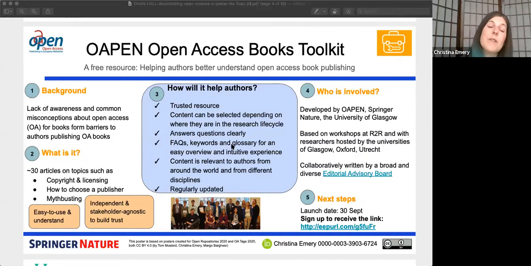It's been about 2 years in the making, so why have we been working on it? The idea for this toolkit came about in a researcher-to-reader conference workshop, which was led by Springer Nature and the University of Glasgow.